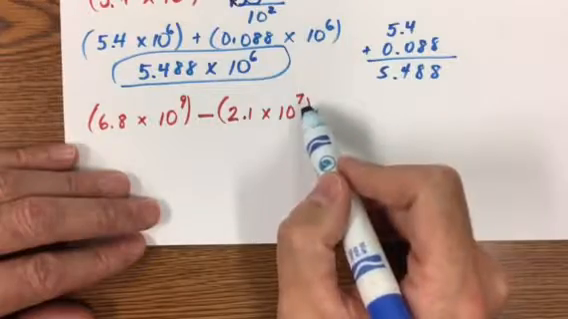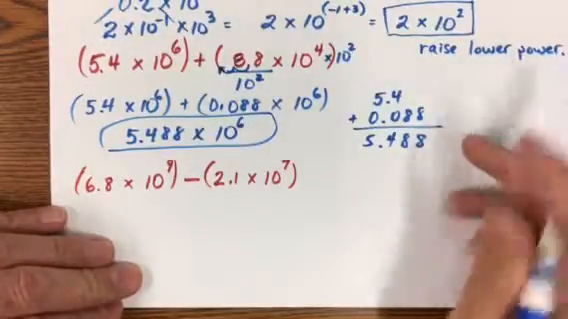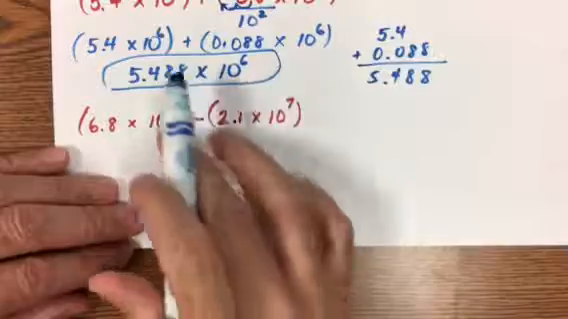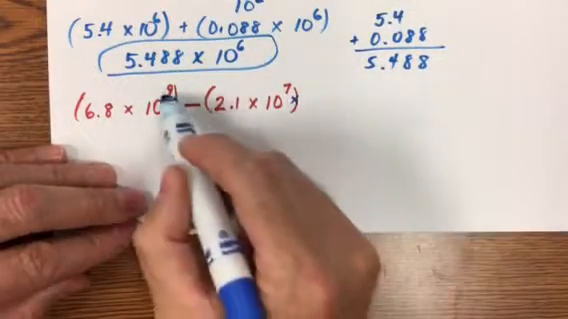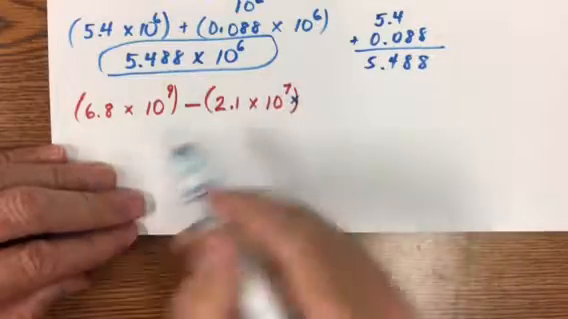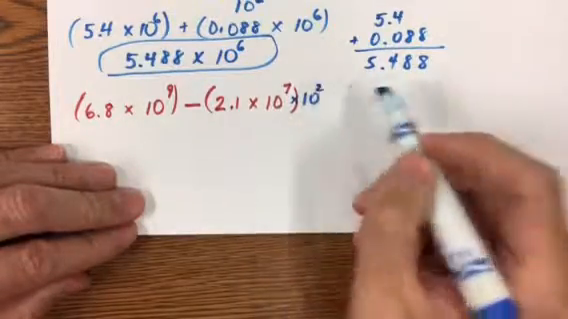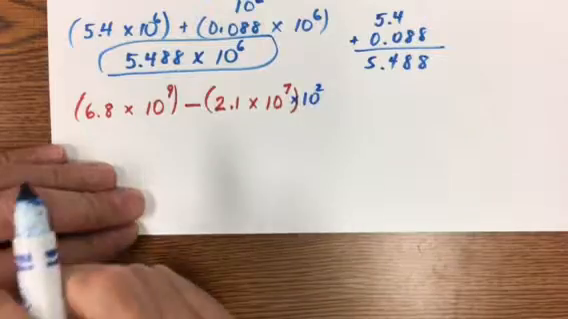So which one do I want to raise? Always raise the lower one. Remember, 10 to the 7th is lower than 10 to the 9th, so I want to raise it up. I multiply it times whatever the difference is between 9 and 7, times 10 to the 2nd power. That will raise it up to 10 to the 9th.